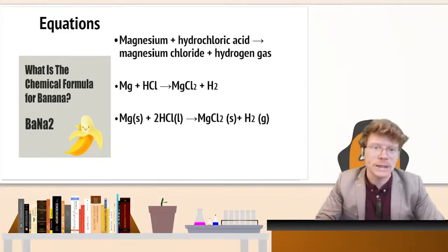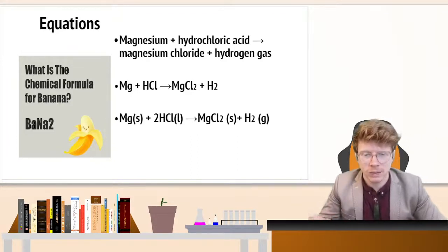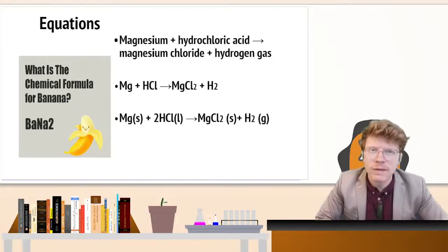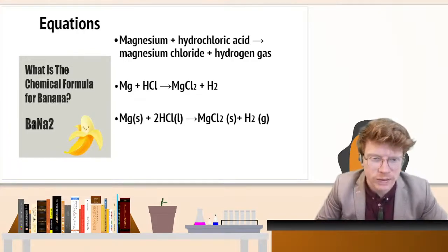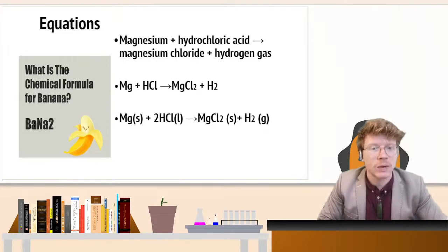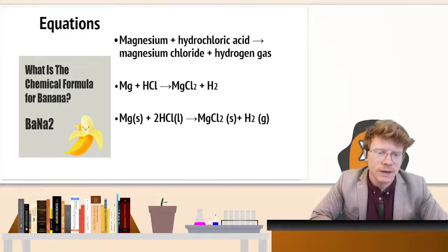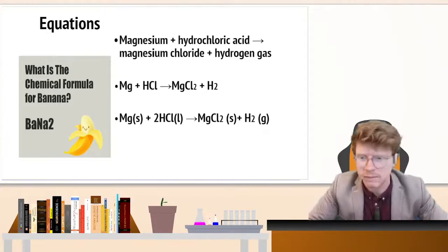You can also write in what state these various things are in. In this case, the magnesium was a solid. The hydrochloric acid, really, it's aqueous, AQ. Liquid, it might be passable. I'd encourage you to write aqueous instead there, though. The magnesium chloride, if it remains in solution, is a solid. If it disperses into the solution, it's aqueous. And in this case, the hydrogen's a gas. That's the big one, right?